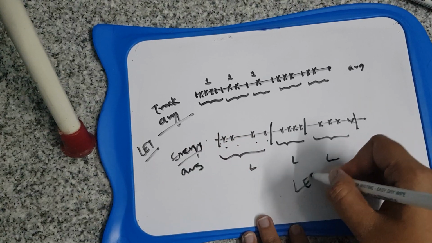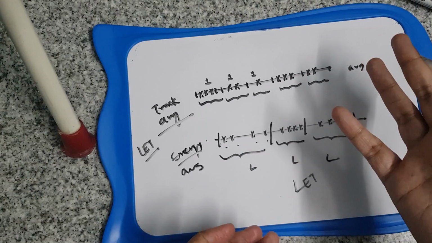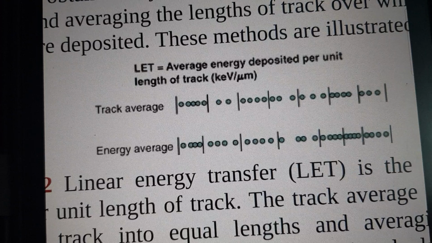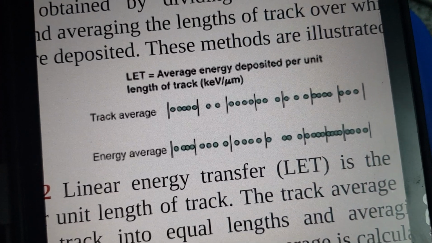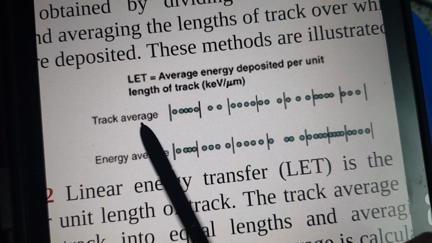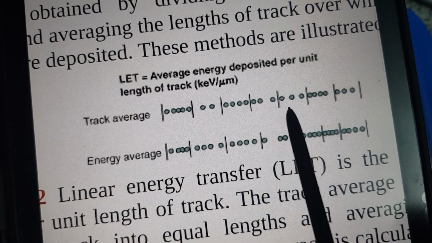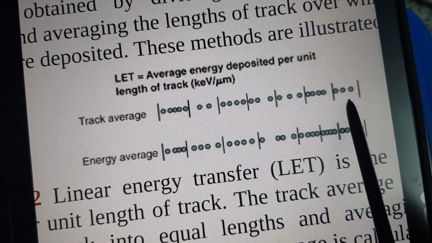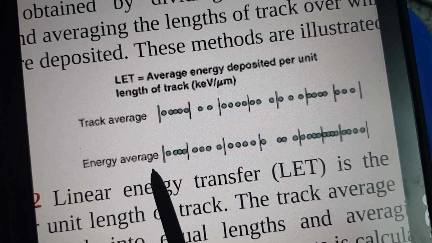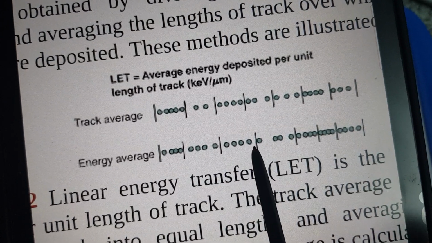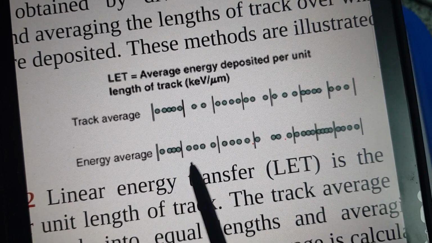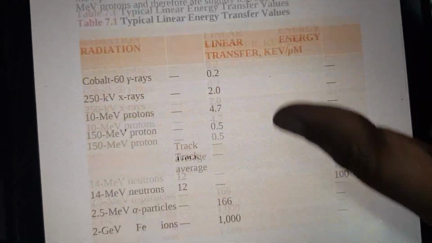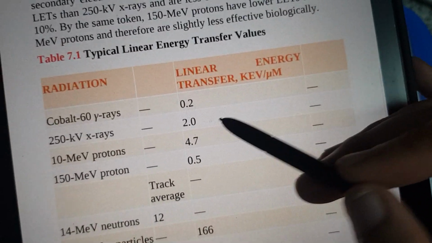LET is basically the average energy deposited per unit track length, measured in keV per micrometer. This is the image which is there in textbooks. This is the track average, which you take for the same length, and then you count the energies per unit length. Or you can take energy average, where the energy is the same and the length is different, so you can take an average of that as well.